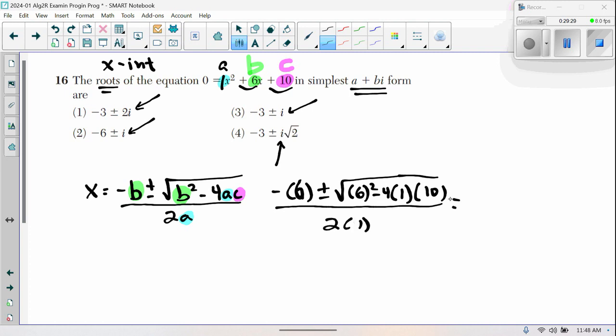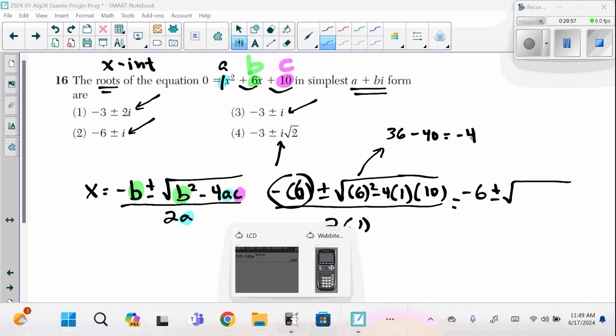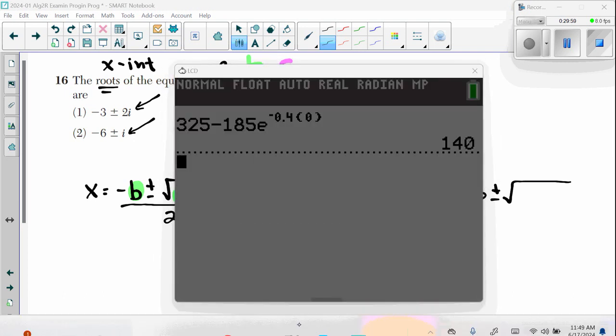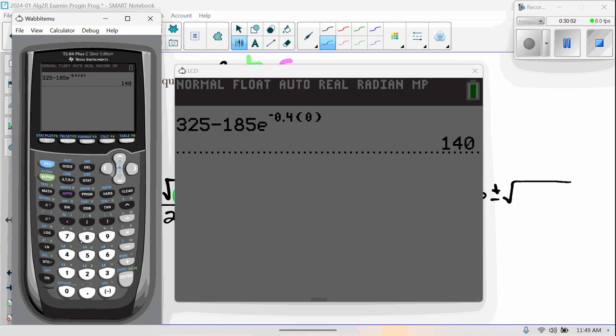I negate the 6, it's negative 6. Plus or minus. Can't just put the square root there. You've got to put plus or minus the square root. 6 squared is 36. Minus 4 times 10 is 40. 36 minus 40. Is that negative 4? I kind of know it's negative 4, but a lot of you like to see it in a calculator.